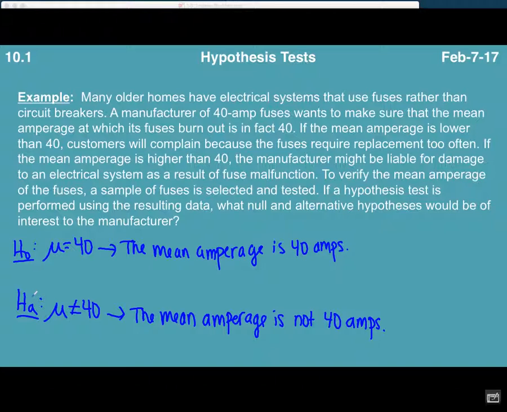Is it okay if we put population in the average? That's beautiful. I should have done that.